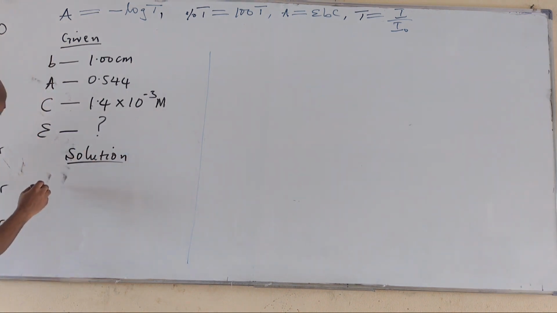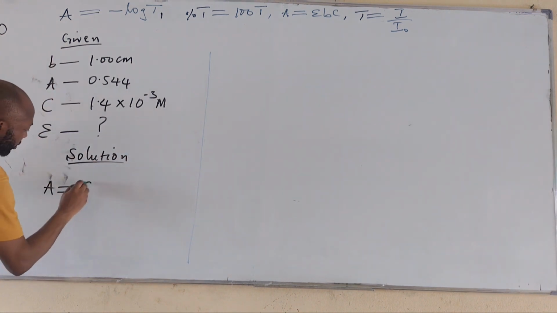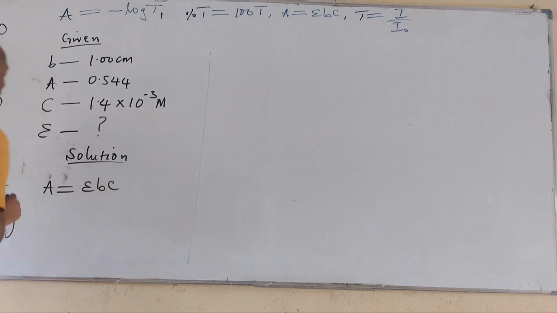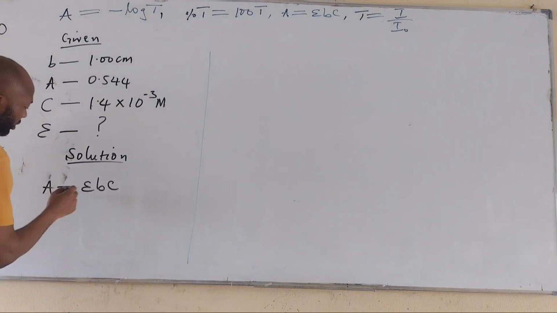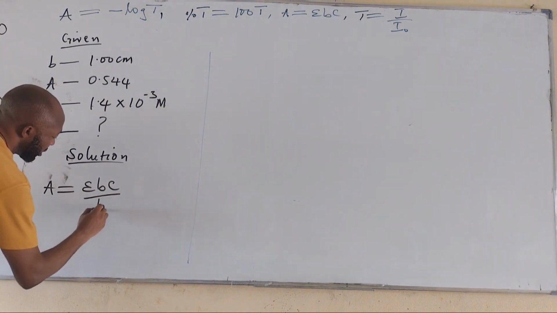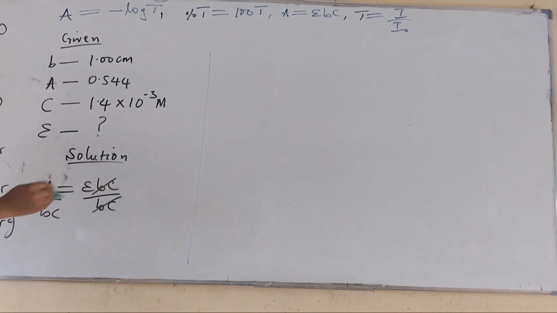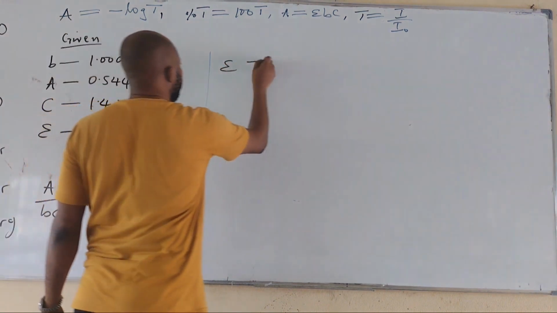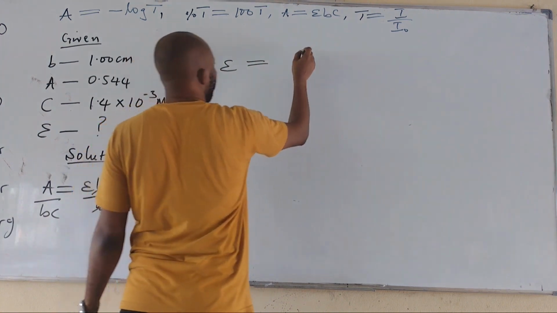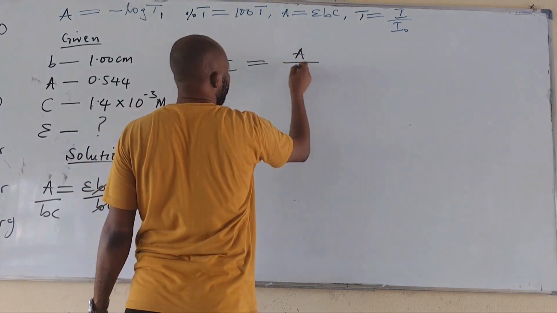We say A is equals to EBC. We are looking for E, so we divide both sides by BC. And our E is equals to A over BC.